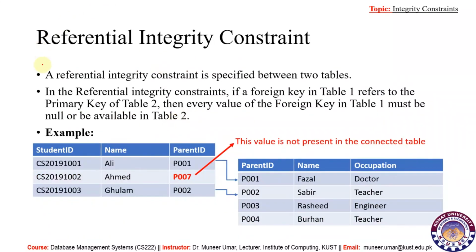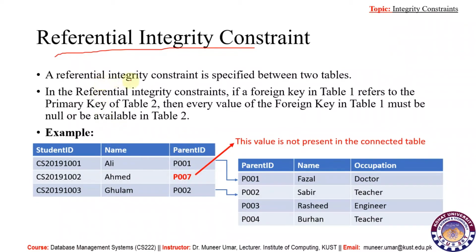Next is referential integrity constraint. This constraint is about the connectivity of two tables. Actually, we reference some values of one table in another table. So the values must be referenced properly.